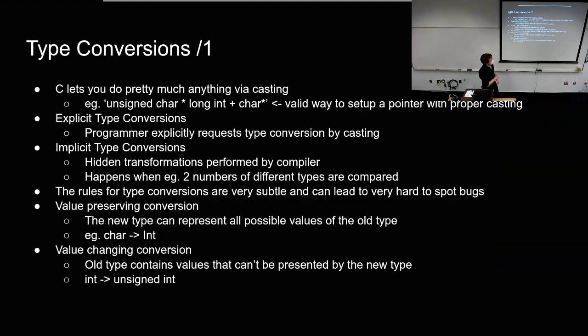Type conversions. C lets you convert types as you wish. For example, here you have some weird example. You can change an unsigned char to long int to a char pointer, whatever. You can do whatever you want in C, and it's not going to stop you. There are 2 ways of type conversions: explicit type conversions, where you request them manually, so you put int before the variable and cast it to an integer, or implicit ones where the compiler does it for you.